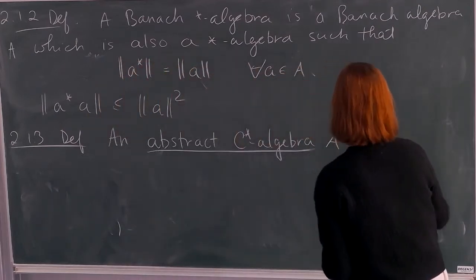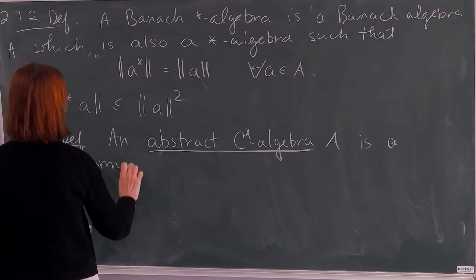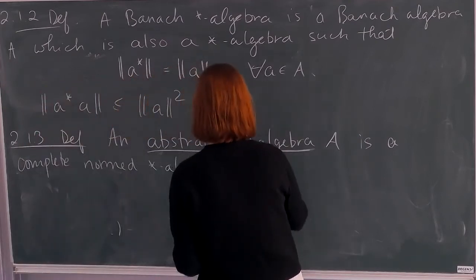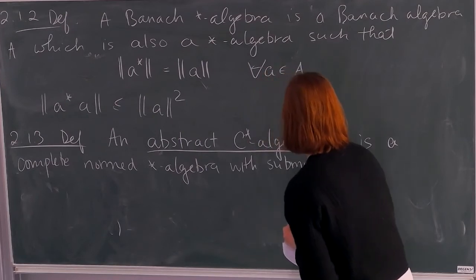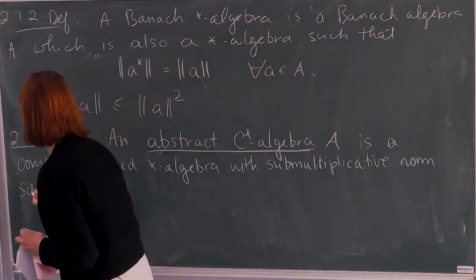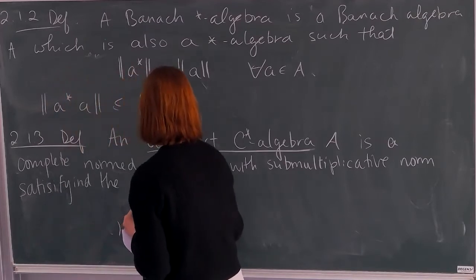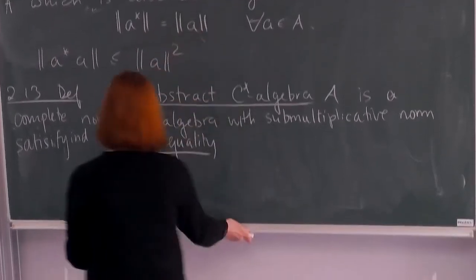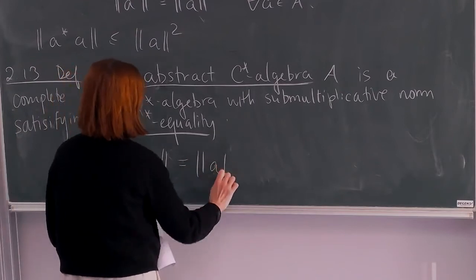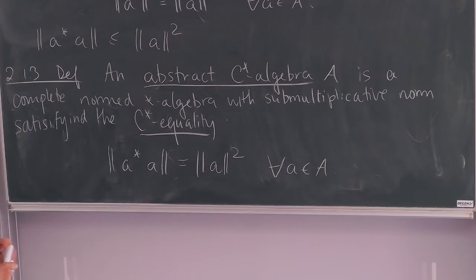So this should be a complete normed star algebra. And we want it to have submultiplicative norm, satisfying what is called the C star equality. And what is that? It's exactly this with an equality. And any norm which satisfies this, we'll call that a C star norm.